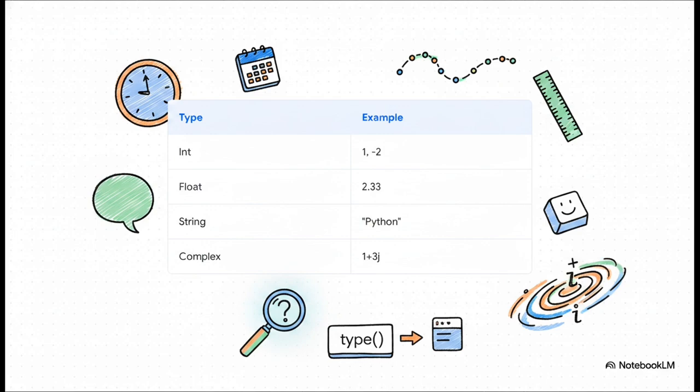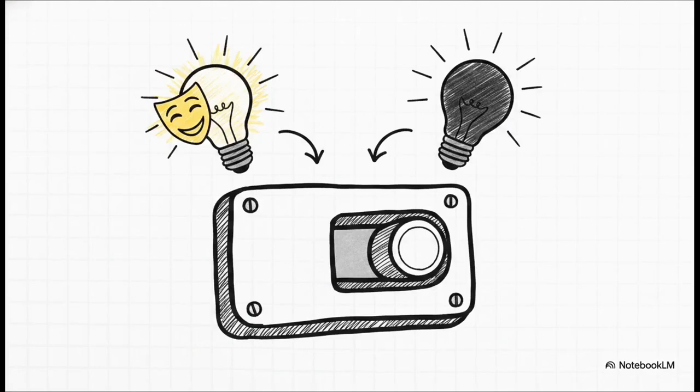If you're ever sitting there unsure what type of data is inside a variable, Python has a super handy type method to tell you instantly. Let's move on and see how this builds into perhaps the most fascinating data type for logic processing, the Boolean. A Boolean variable is rigid. It only ever has two possible states, true or false.